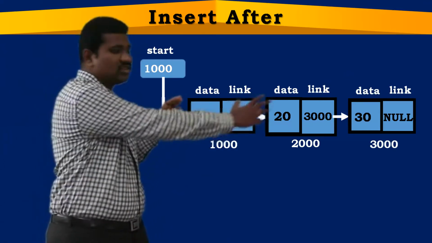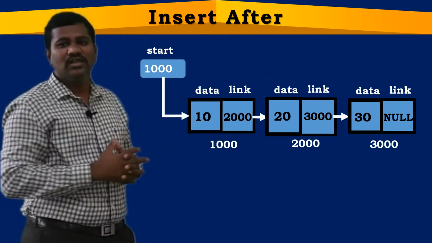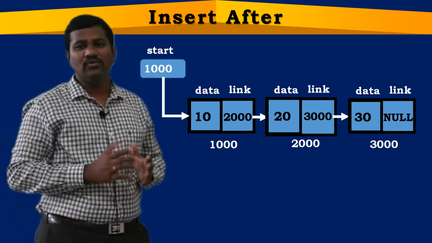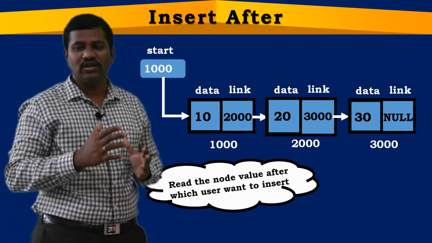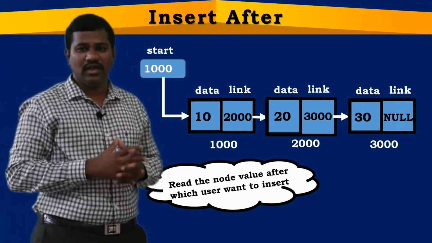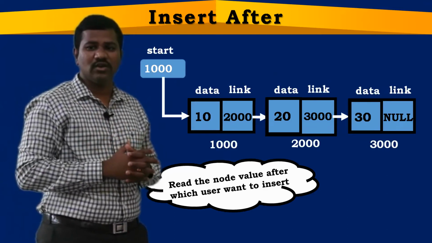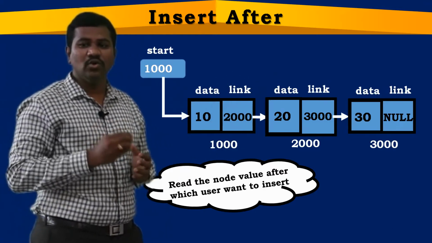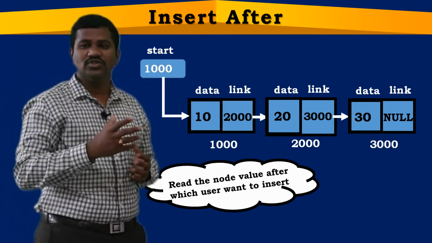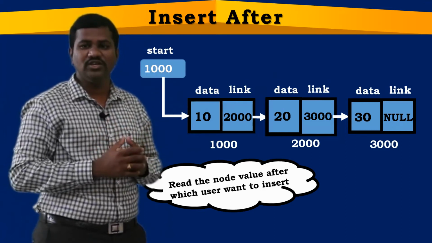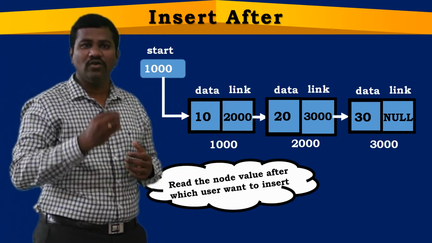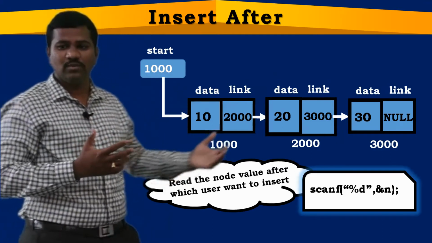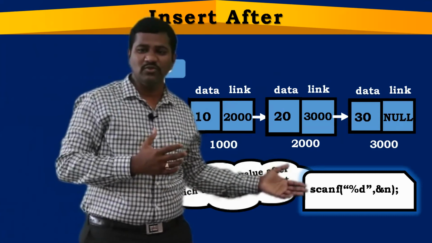We have three nodes, in which the first node's address is stored in the start pointer, right? Now I would like to insert a node after any node. Let us assume that I would like to insert a node after 20. So what I need to do is read the node value after which the user wants to insert. That means first of all we need to read the node value after which the user wants to insert. And how am I going to read? You already know that with the help of scanf we are going to read the data. So I'm using scanf here.